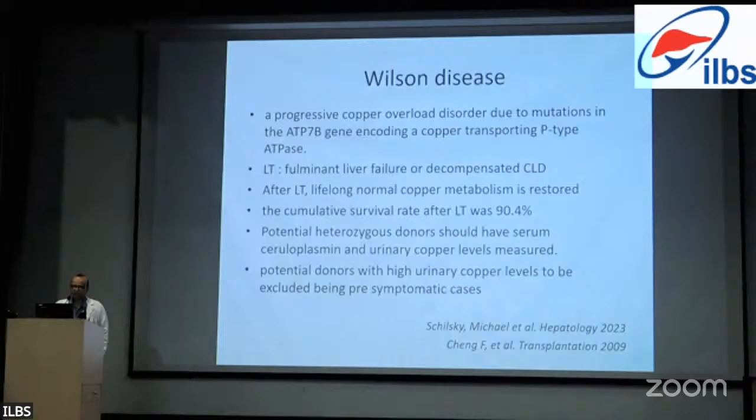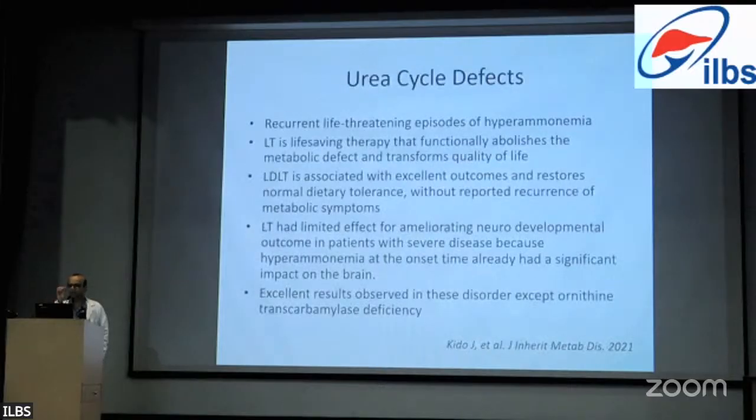For liver transplantation, there is consensus for either decompensated CLD or fulminant liver failure. After liver transplant, lifelong normal copper metabolism is restored. The cumulative survival rate is 90%. Potential heterozygous donors should have serum ceruloplasmin and urinary copper levels measured because it's autosomal recessive. Potential donors with high urinary copper levels are ideally excluded because they might be in the pre-symptomatic phase.